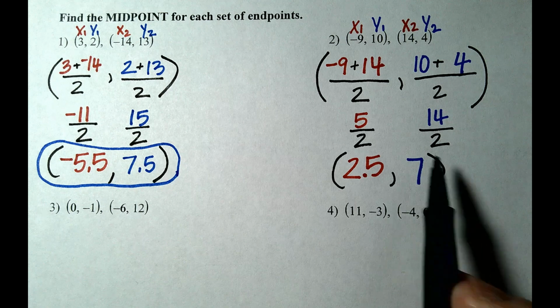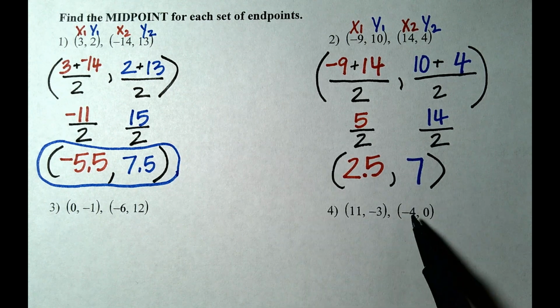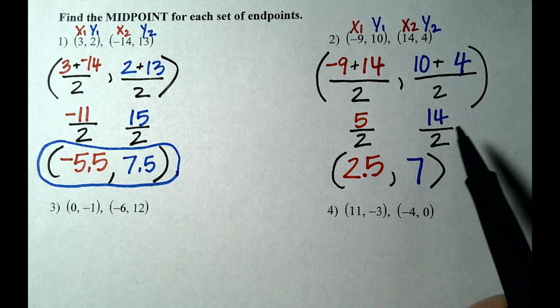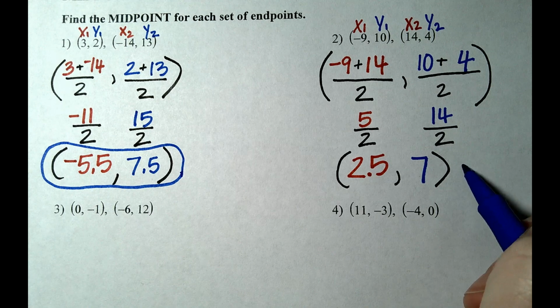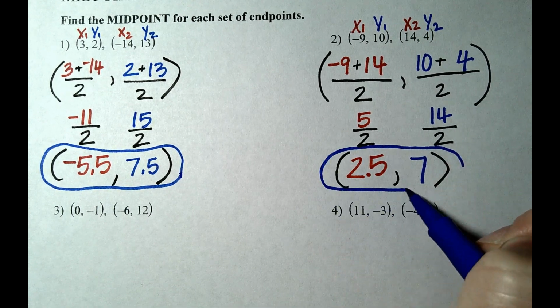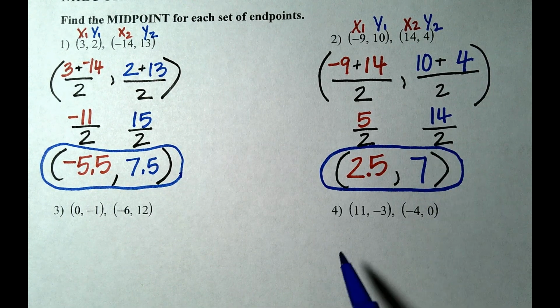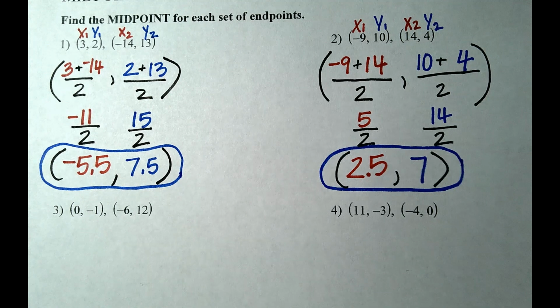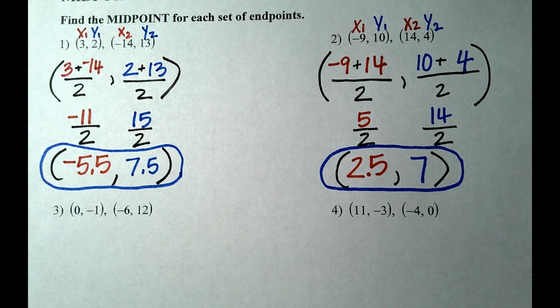Now, do not forget your parentheses and the comma separating them. Remember, our answer is a coordinate. Our answer is a point. If it's not in parentheses and doesn't have a comma between the numbers, your answer's not going to be correct. You'll have the right numbers, but you lose some points for not putting it in the right format.